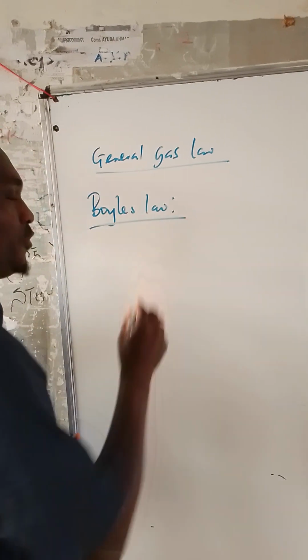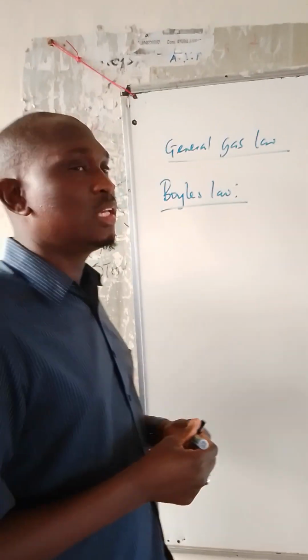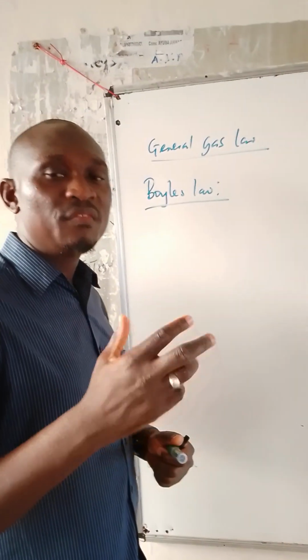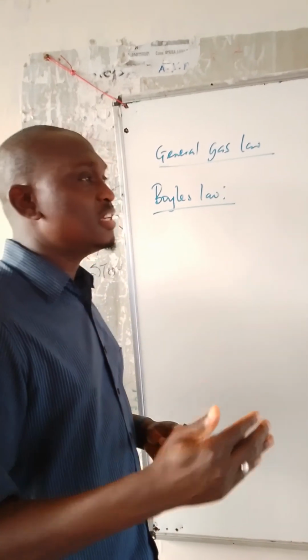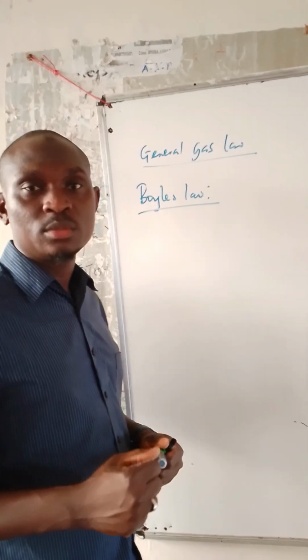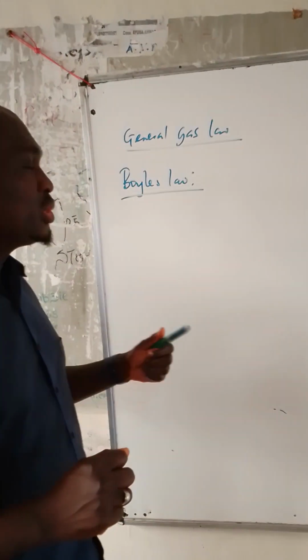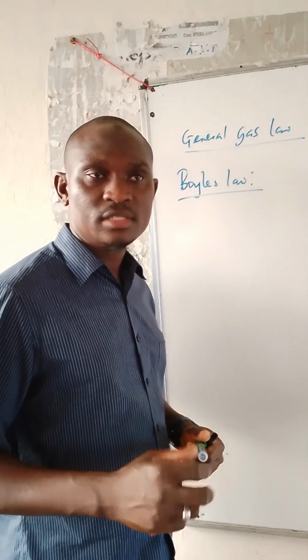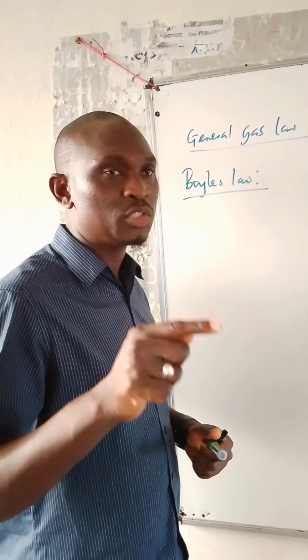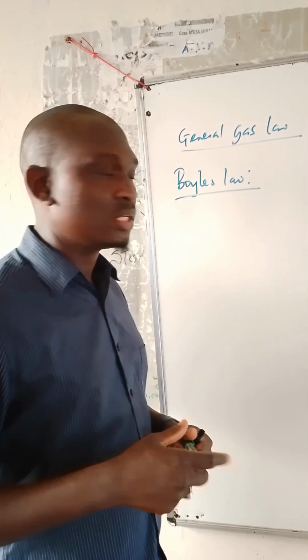If you are asked to define Boyle's law, Boyle's law says that the volume of a fixed mass of a gas is inversely proportional to its pressure, provided the temperature remains constant. I repeat again, Boyle's law says that the volume of a given mass of a gas is inversely proportional to its pressure, provided the temperature remains constant.